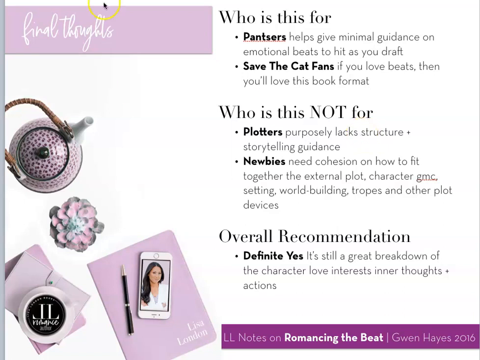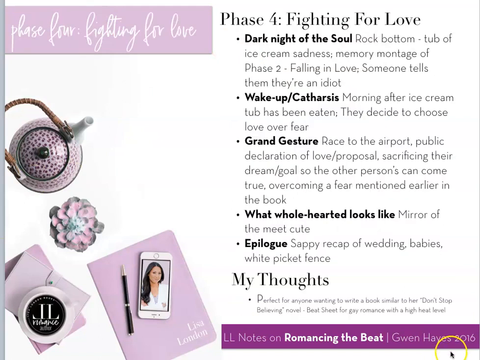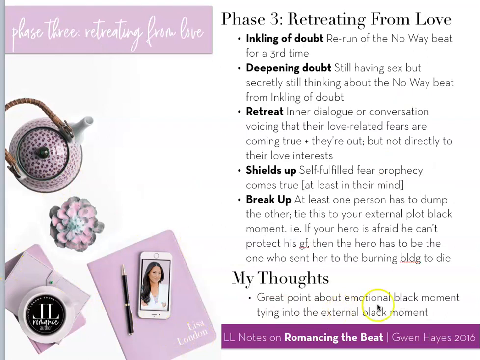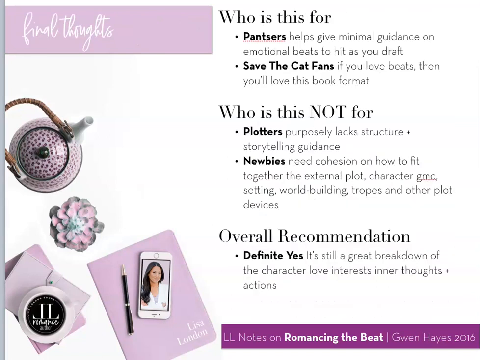The only time she mentions it is over here where she says that the Black Moment must be tied to your external plot. There's a lot of other pieces that should be tied, in my opinion, to the external plot and aren't mentioned. I talk about this in that free course that I have, How to Plot Your Romance, on I think day 4, where we talk about the double plot. And it's really hard because you do have to do exactly what Gwen says. You have to plot the romance and you have to plot the external plot. There's 2 things going on.